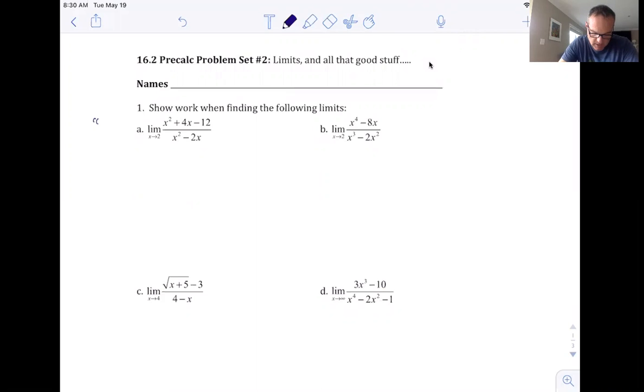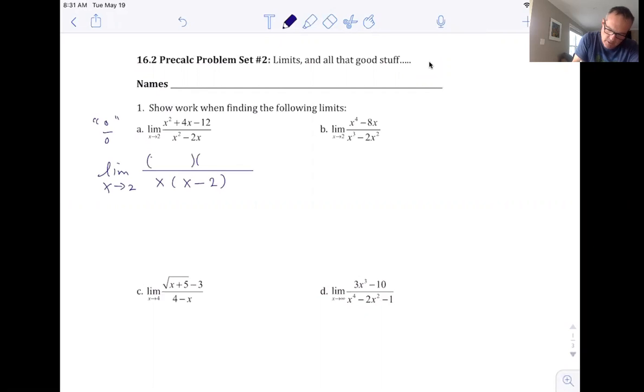So if you look in letter A here, if you do plug in 2, you'll get 0 over 0, which is an indeterminate form, which means you have to do some kind of algebra. And for most of these rational functions, just do some good old-fashioned factoring. The denominator looks easier. Each term has an x. If I factor out x, I'm left with x minus 2.